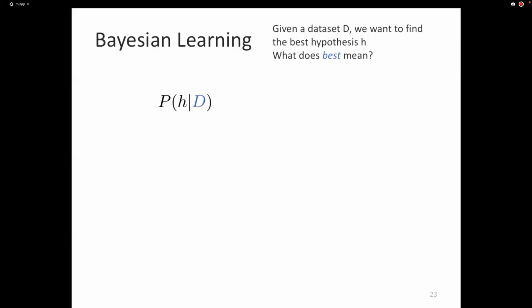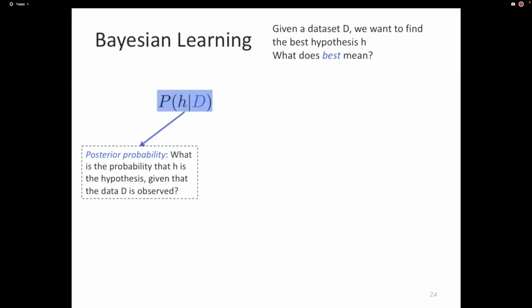So let's apply the Bayes rule here. Our goal is to find the probability of the hypothesis given the data set. This looks like a posterior probability. What is the probability that H, among all the hypotheses that exist, is the hypothesis, given that the data set D is observed.